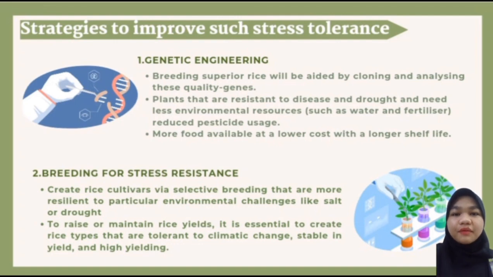Second, breeding for stress resistance. Create rice cultivars via selective breeding that are more resilient to particular environmental challenges like salt and drought. To raise or maintain rice yields, it is essential to create rice types that are tolerant to climate change, stable in the heat, and high yielding.